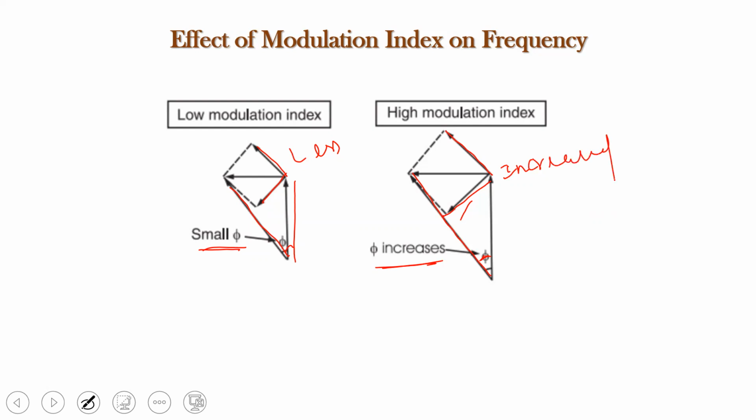Is it clear? So we can say the phase of the carrier is changed according to the instantaneous amplitude or variations of the message. Right? And this is nothing but the phase modulated wave.